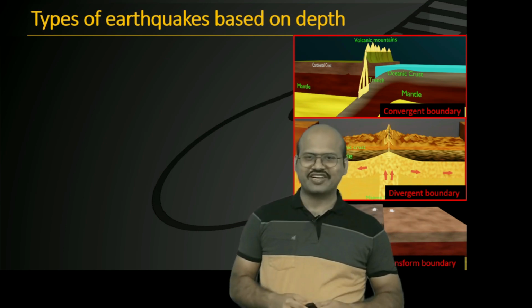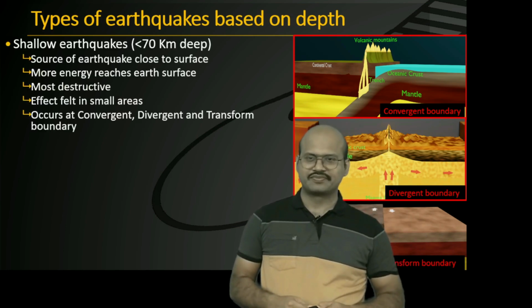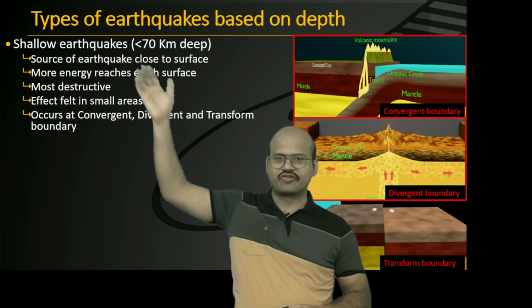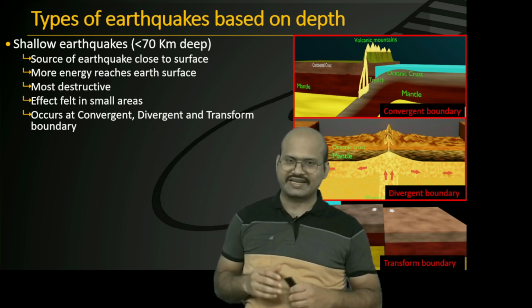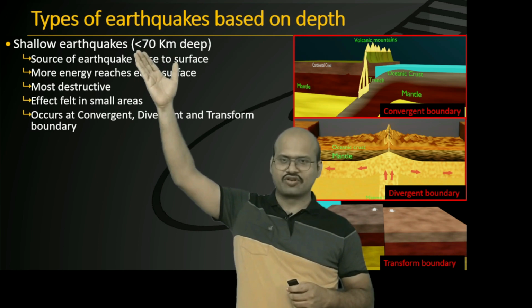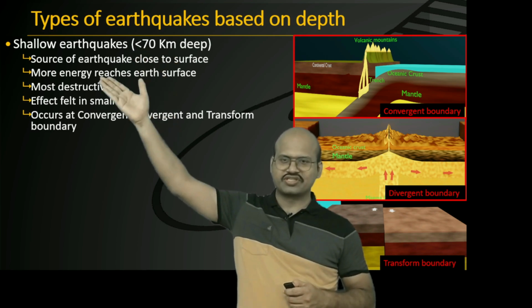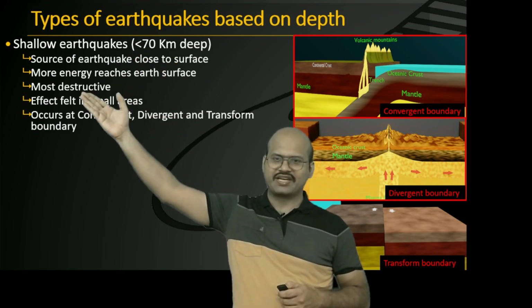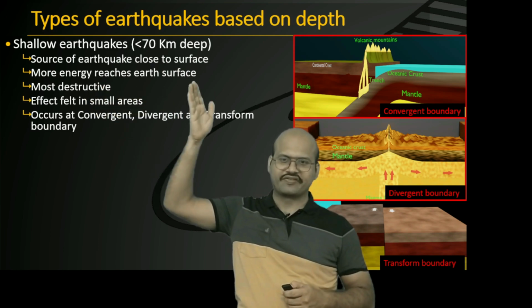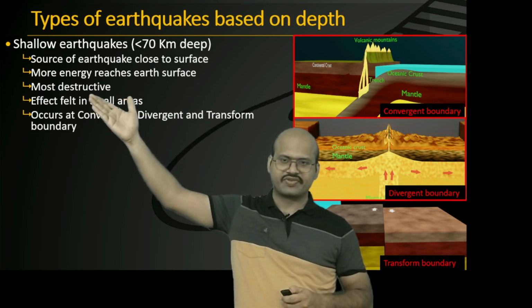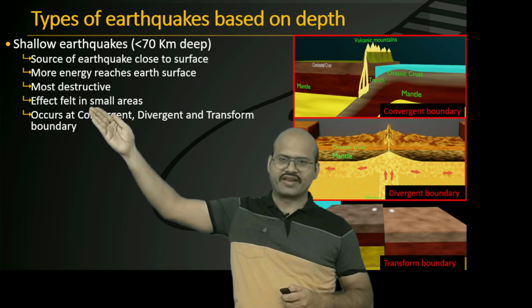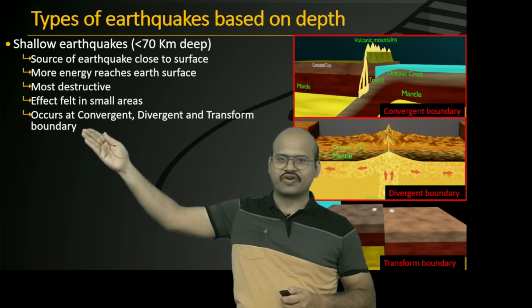Now let's see different types of earthquakes based on depth. Shallow earthquakes are the earthquakes where the focus of the earthquake is located at a depth less than 70 kilometers. Because it is close to the surface of our earth, maximum energy from the earthquake reaches our surface, creating large destructions. The effect felt is in small areas, and we can see this kind of earthquakes in all the three types of boundaries.